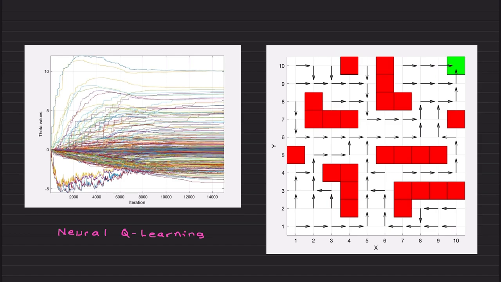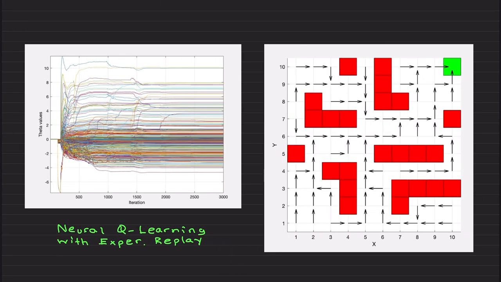For example, if you start from here, this is your optimal shortest path to the terminal state, which makes sense. Maybe if we wait longer there would be slight differences, but this optimal policy looks quite right. Now, this is neural Q-learning with experience replay, 3,000 iterations, and I will say this is definitely converged. These are nice constant values.